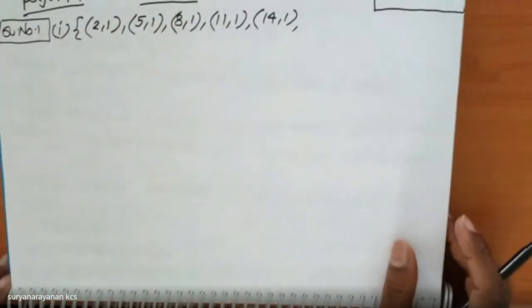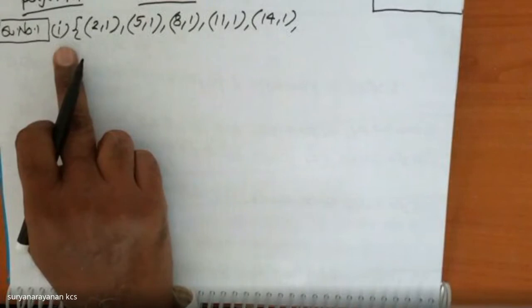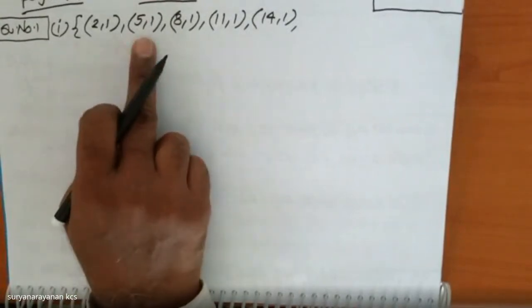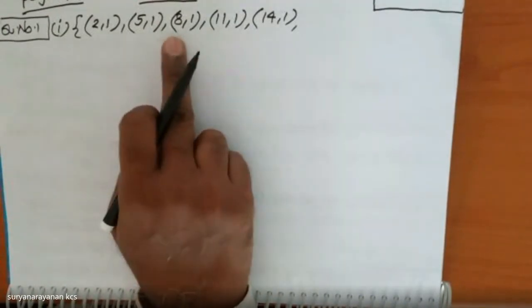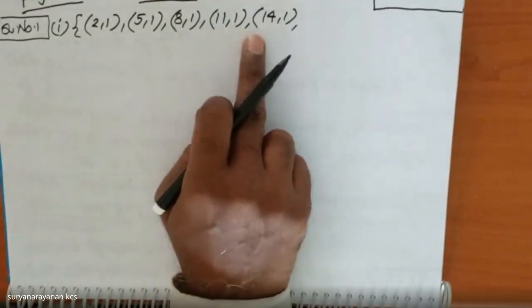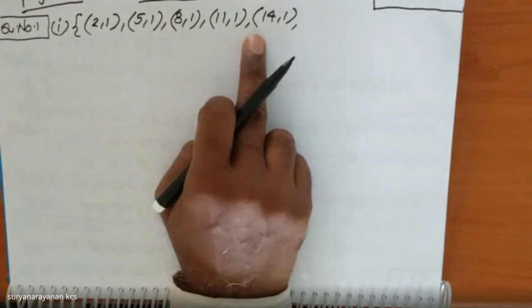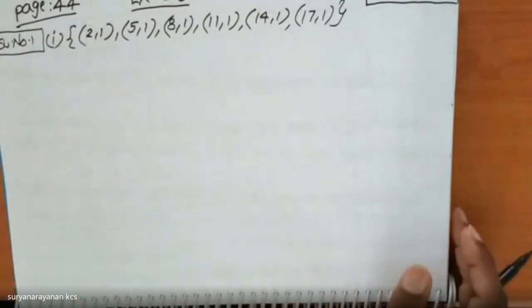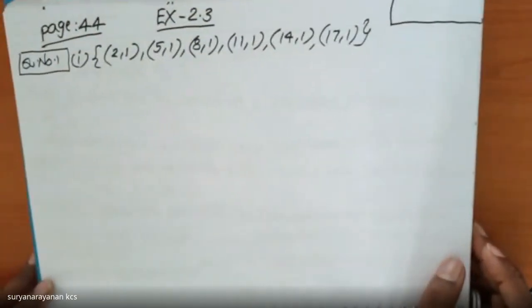See this question. Set of ordered pairs (2, 1), (5, 1), (8, 1), (11, 1), (14, 1), (17, 1). This is a given relation. We have to identify whether this relation is a function or not.